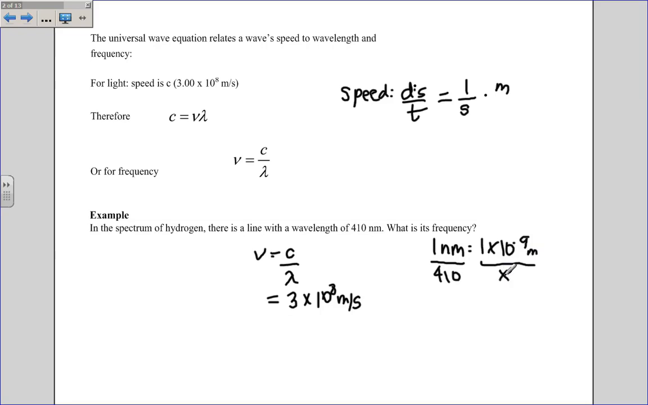So what I've done here is set up a proportion with my known ratio of 1 nanometer for 1 times 10 to the negative 9 meters. And we need to solve for x here, which we'll do by simply cross-multiplying. So if we multiply 410 times 1 times 10 to the negative 9, we'll get this wavelength in meters, which is 4.1 times 10 to the negative 7. So this wavelength, now in meters, I can sub in here because my units are now consistent.